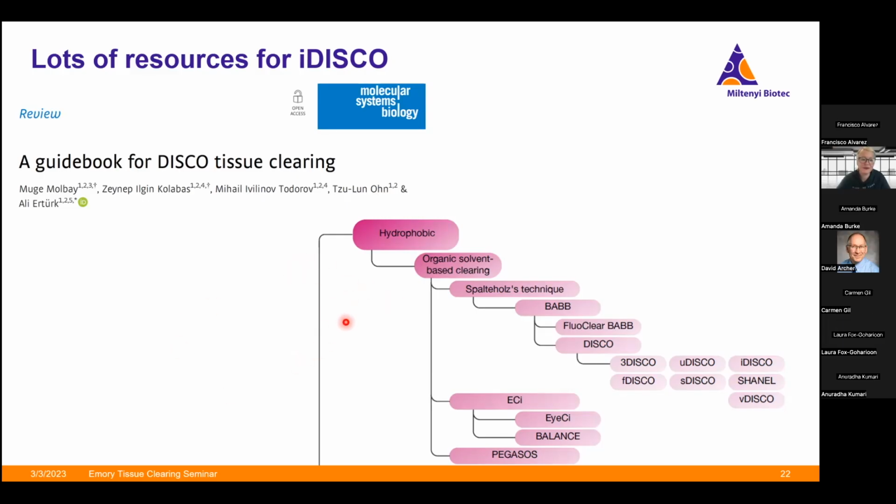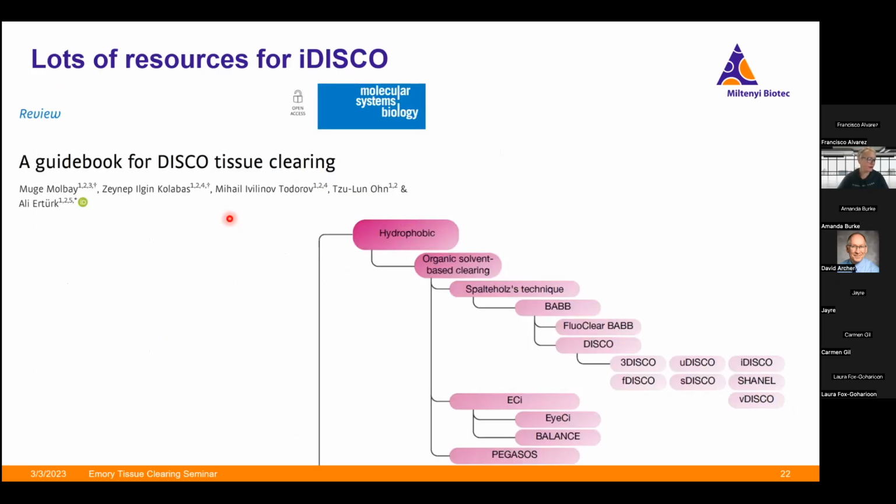So there are lots of resources out there. This is one of my favorites. I recommend everybody going through this. You can see how these methods evolved over time. Here are all those DISCOs that I was talking to you about that all stem from this 3DISCO method. It has a nice table that provides different samples, both mouse and human, on all the different tissues that were cleared. So if you're looking for a protocol for a specific sample and you want to stay in this DISCO realm, it's a really nice overview and helps to guide you where you should go.